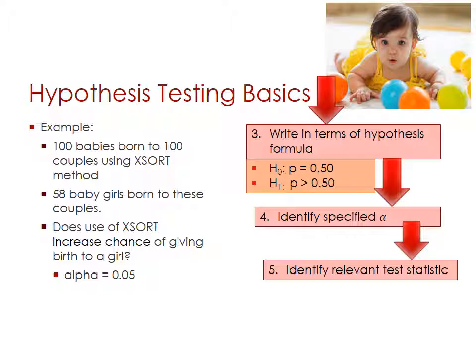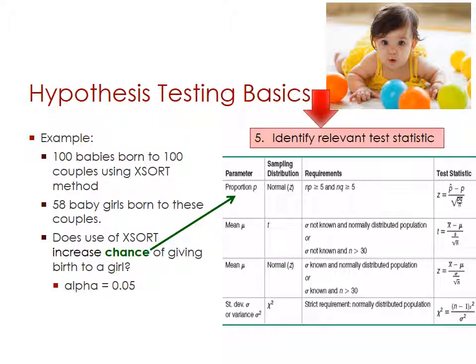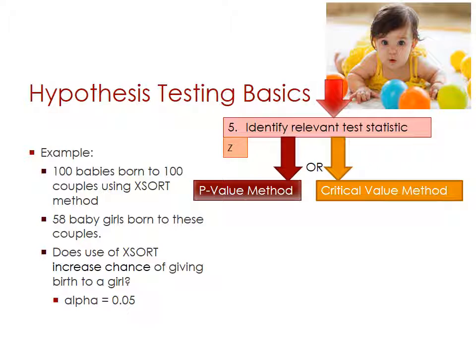So we've got our hypotheses already from before, and we're going to identify our specified alpha here. As we're given in the problem, I've just designated alpha as 0.05 for solving this problem. And now we're going to need to go through and identify the relevant test statistic. So go and look at table H-2. Here we can see again we have chance. So we're looking at a proportion, right? So we've identified the relevant statistic to be Z. That's what we're solving for here.